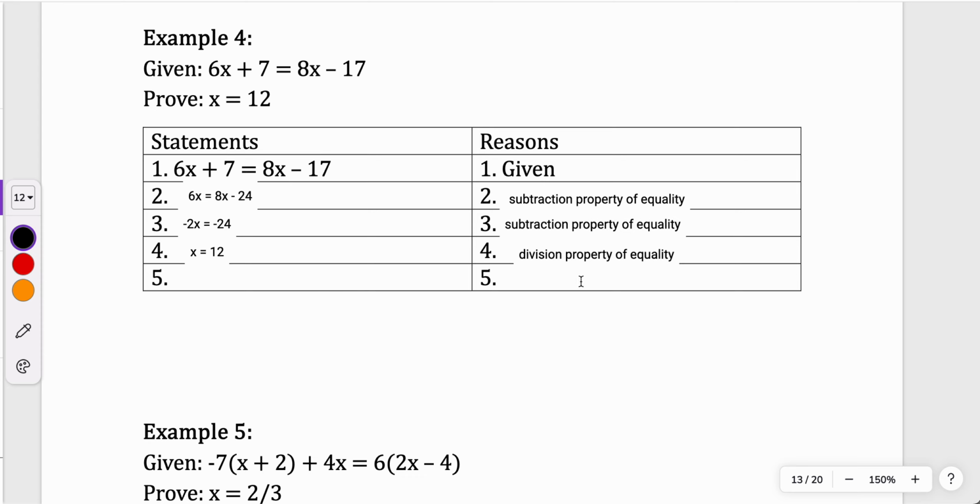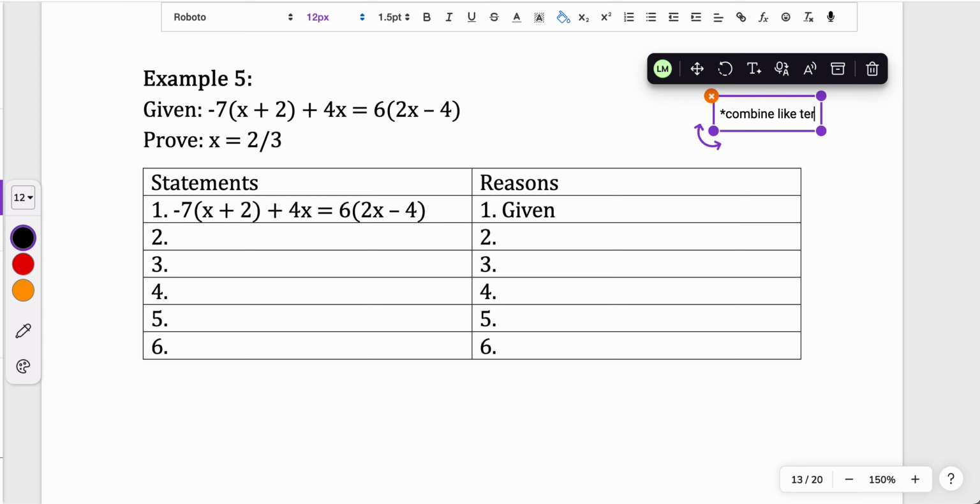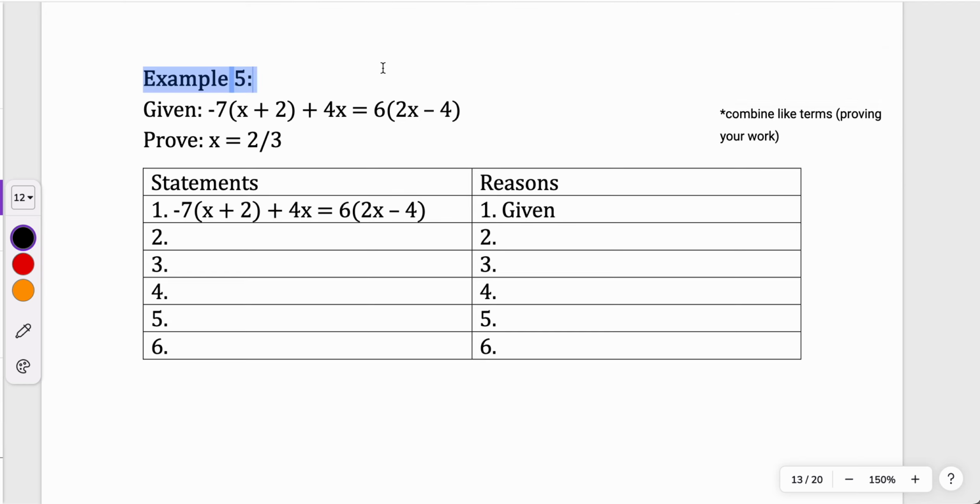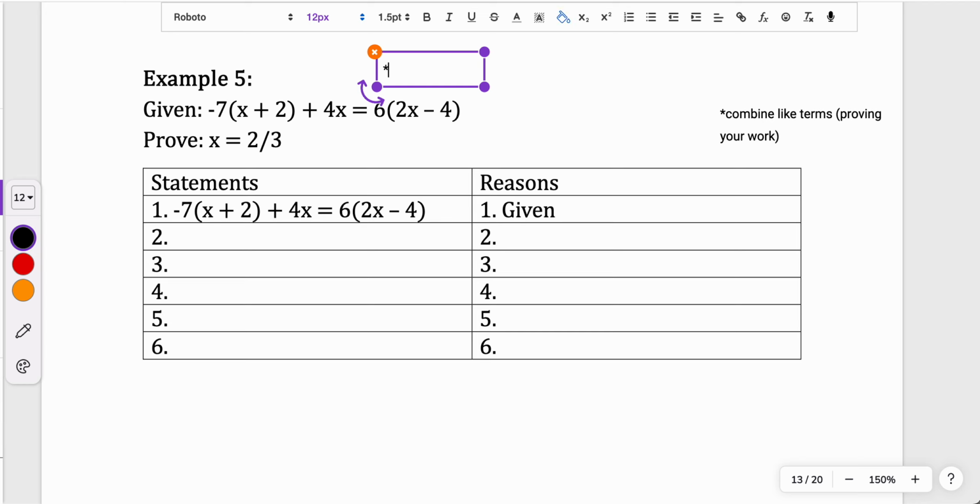Let's go ahead and try example 5. This one, you might have a reason that says combine like terms. This is just proving your work, okay? So one of the reasons could say combine like terms. Let's go ahead and pause. Try this one on your own. And when you're ready to check it, click play.